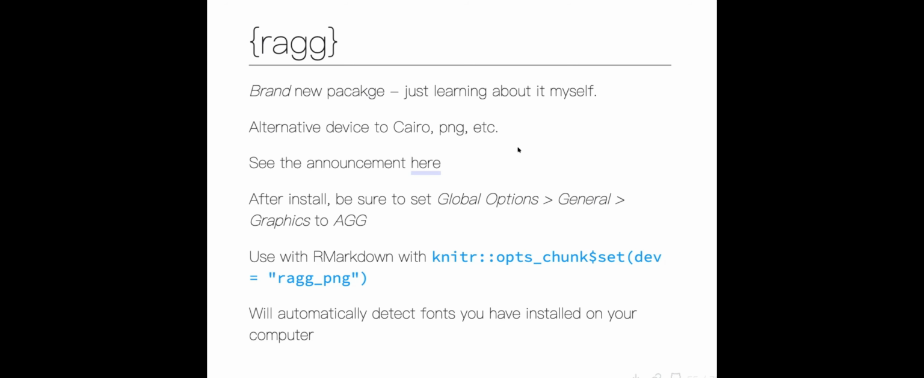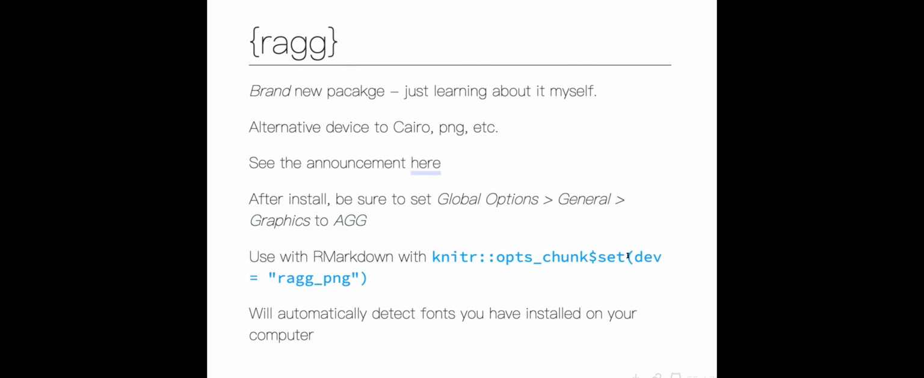So after you install, go to Global Options, and then General, and then Graphics, and then AGG is what you want to click there. After you do that, you'll also want to actually quit RStudio and open it back up again. I think you can just do session restart. I'm not sure. But you'll want to restart RStudio to actually get that to work, all right, to get it to switch.